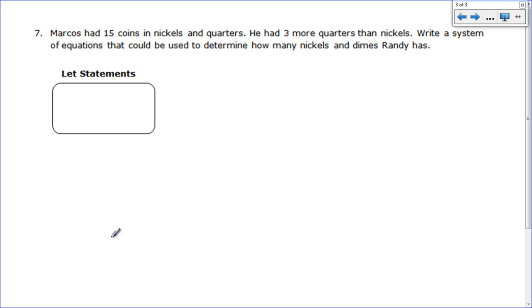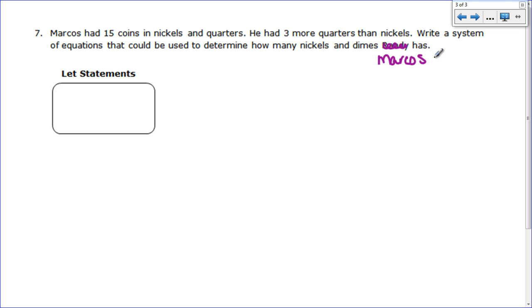So last one here, number 7. Marcus had 15 coins in nickels and quarters. He had 3 more quarters than nickels. Write a system of equations that could be used to determine how many nickels and dimes. It now says Randy. It should say Marcus. How many nickels and dimes Marcus has.